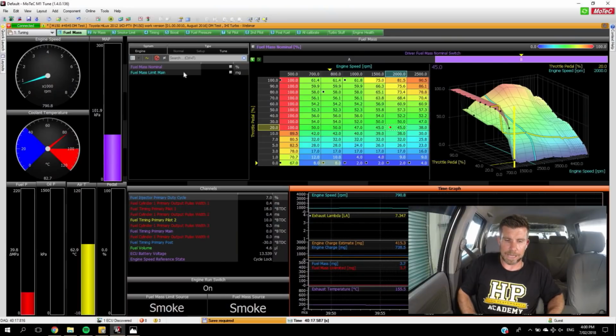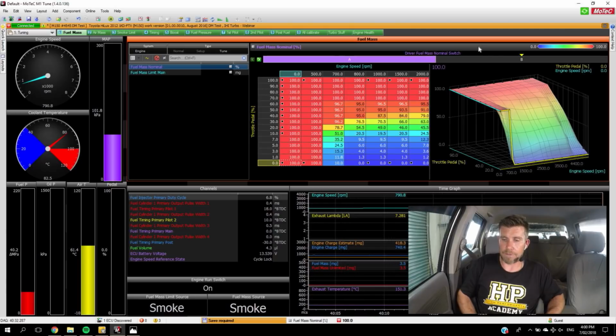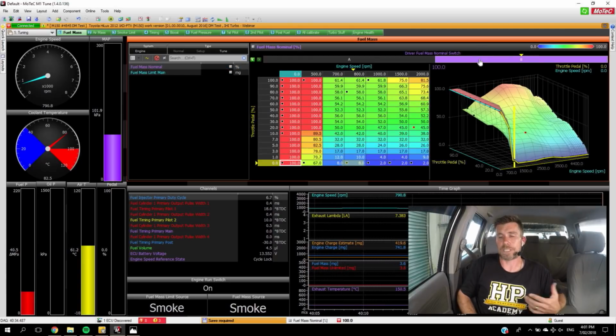Let's head back across to my laptop screen for a moment. So I've already talked about here our fuel mass limit main. Remember, this was the maximum amount of fuel, really simply here relative to our engine RPM. So this is the maximum amount of fuel that can be delivered into the engine. Then on top of that, we have our fuel mass nominal table. So this is the percentage of that maximum amount of fuel that can be injected, and remember, this is relative to our throttle position. So a value of 100% here means that we're injecting the fuel mass limit main value.